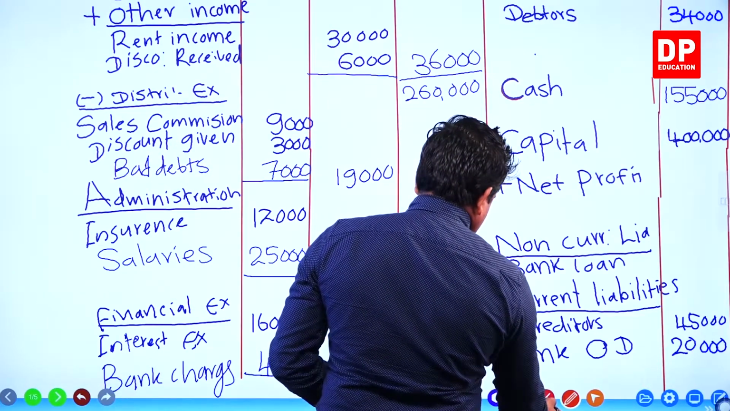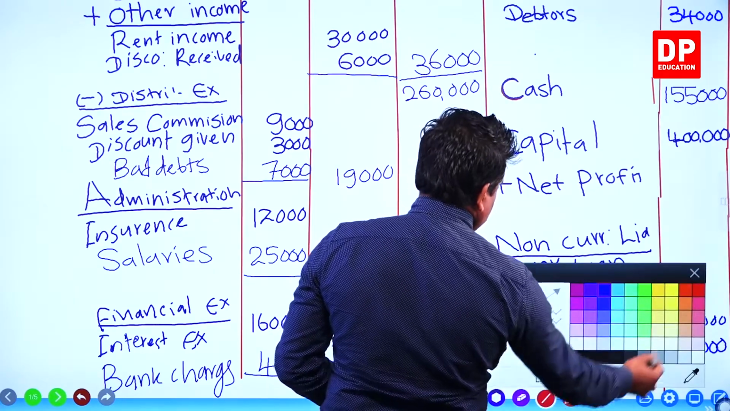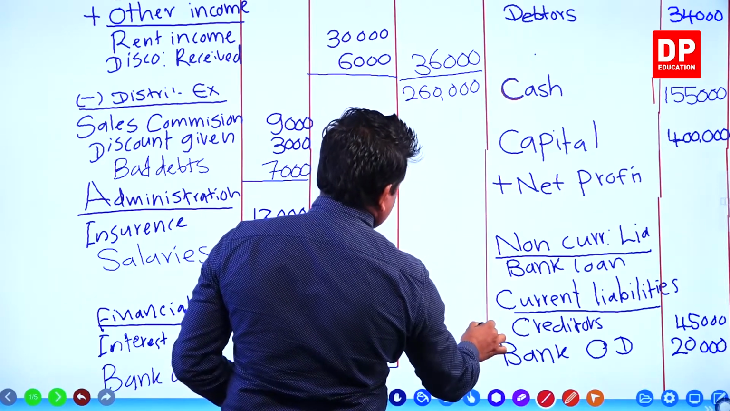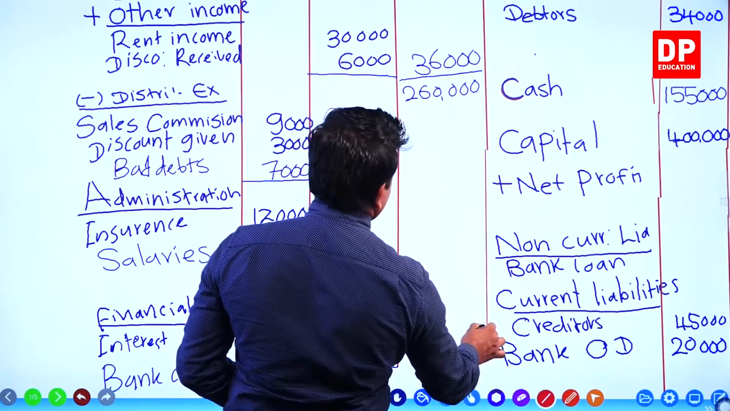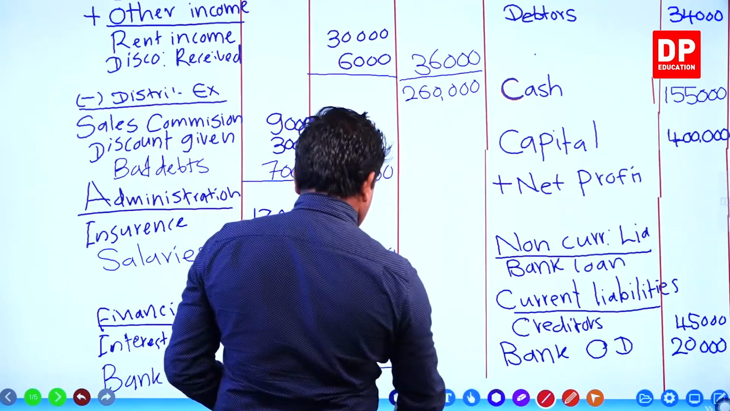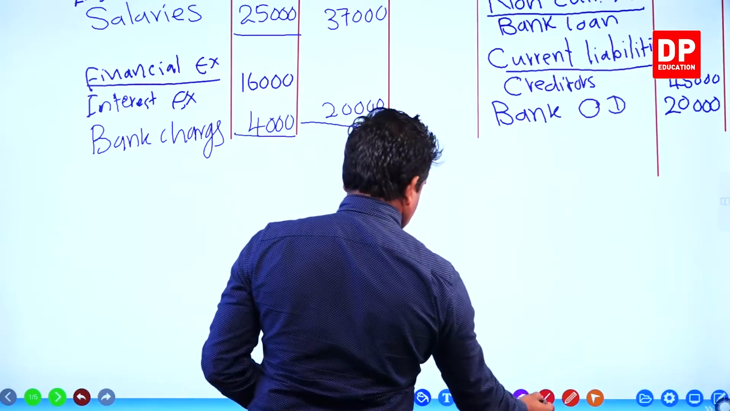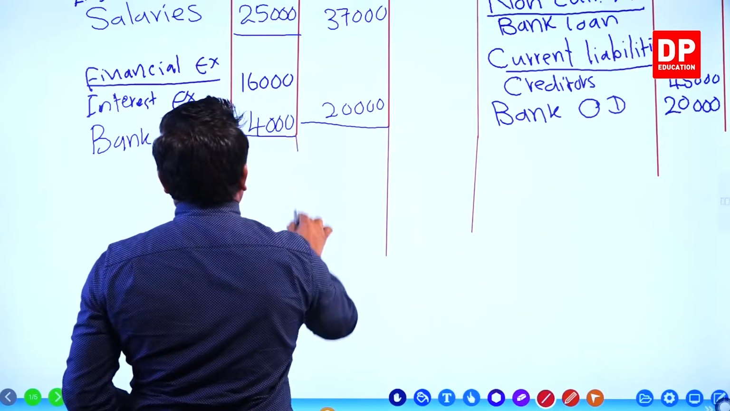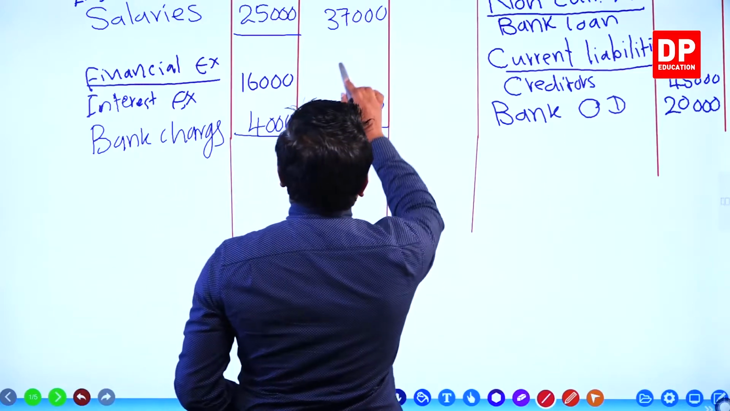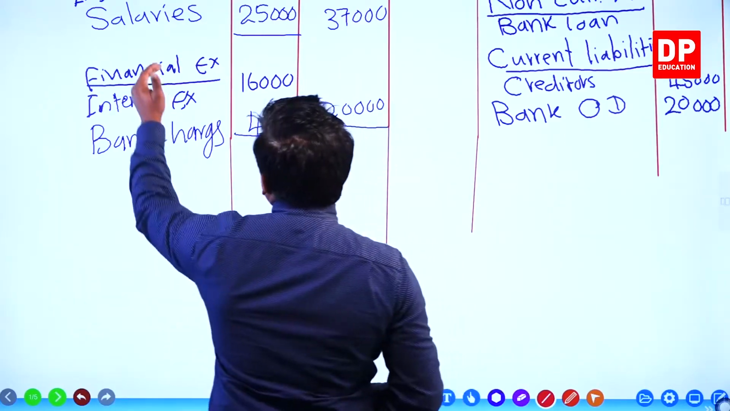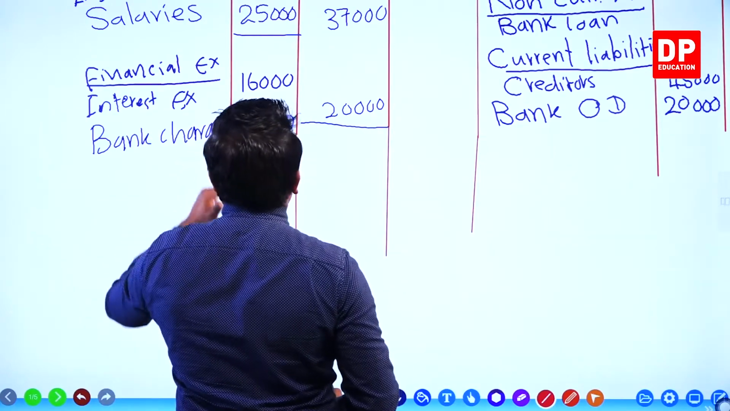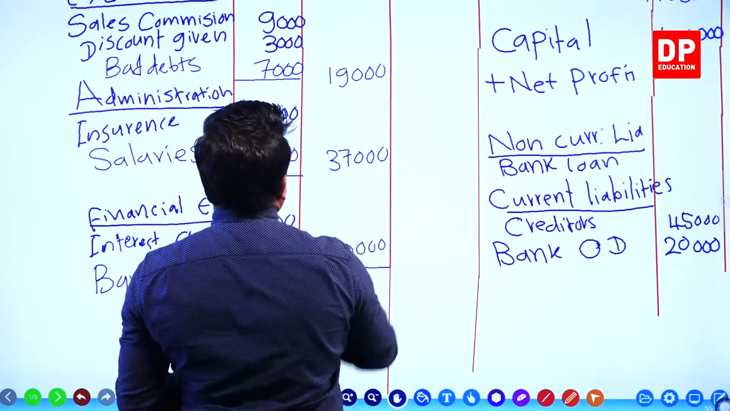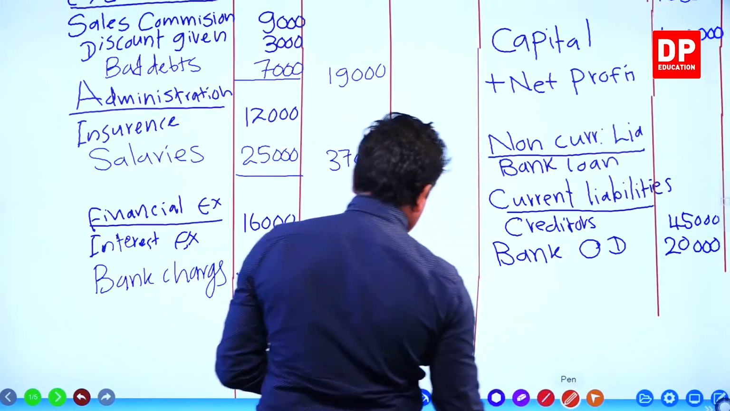Here you can draw a line, but you have to extend this line, right? Now you have to bring this total to the third column. This total means the total of all the expenses, you bring to the third column. Now here 19,000, here 37,000, here 20,000. Then you get the total of this.